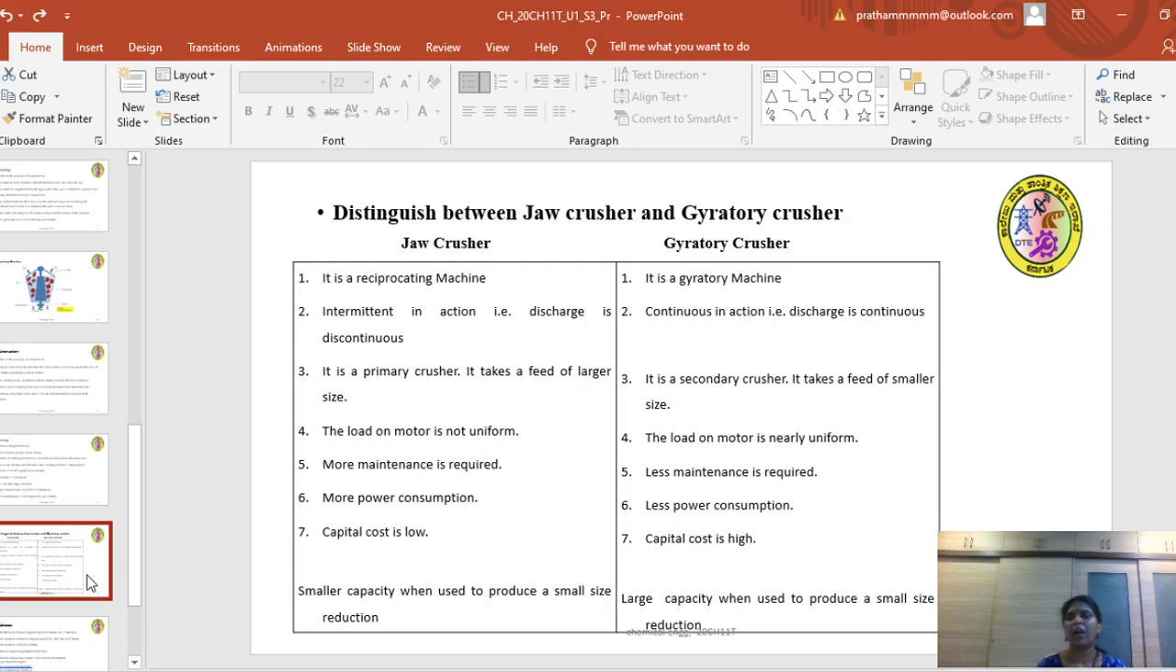So having the knowledge of the working and the construction of the jaw crusher and the gyratory crusher, now let us see what are the major differences between the jaw crusher and the gyratory crusher.